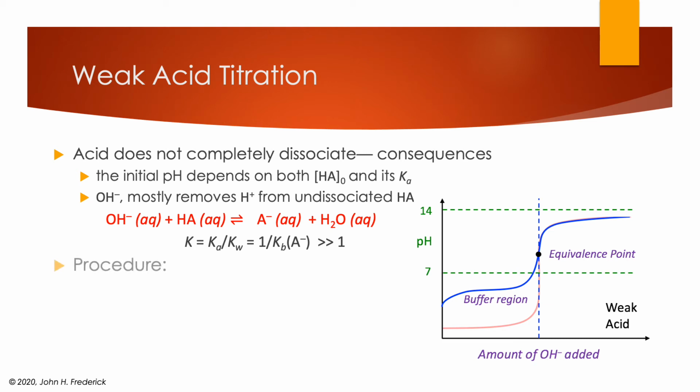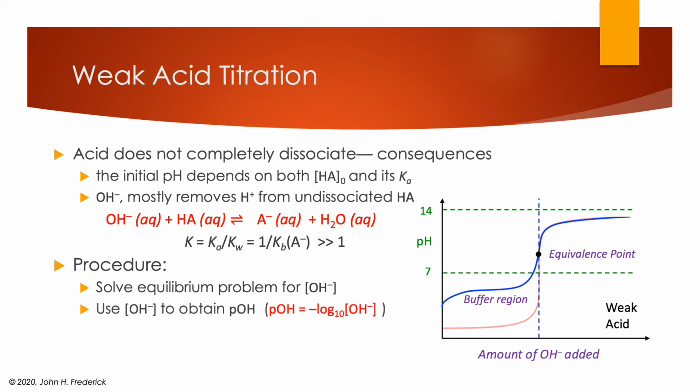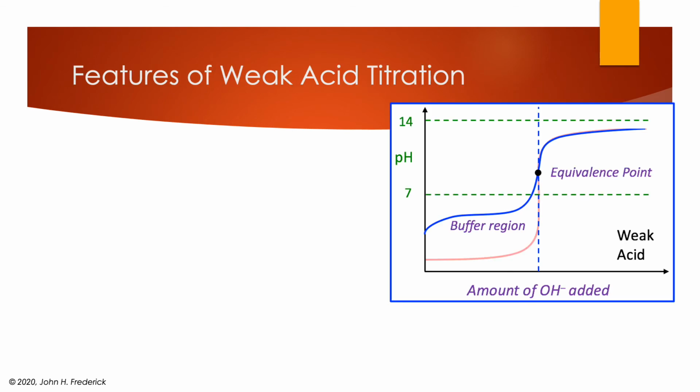Now, the way we would actually calculate these points is that we would first solve the equilibrium problem for OH minus, that is the equilibrium that's shown above, OH minus plus HA. We'd then use that value to obtain pOH. Remember, we can just take the negative log of that value, or basically negative log 10 of hydroxide ion concentration is pOH. We can then use the pOH to determine the pH, because the two of them must add up to be 14.